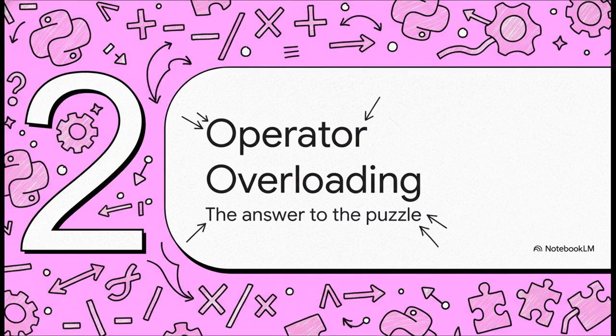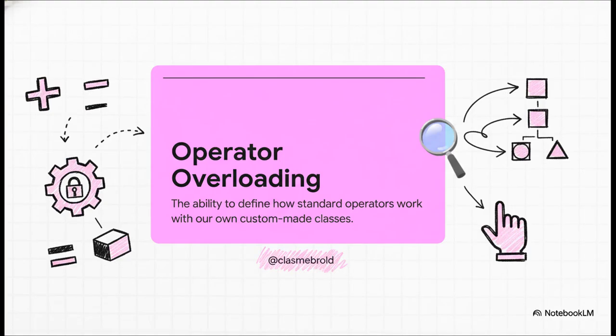Well, the answer to that little puzzle is a really powerful concept, and it's exactly what we're going to break down today. It's called operator overloading. And you know what? The core idea is actually super straightforward. Operator overloading is all about giving us, the developers, the power to write the rulebook. We get to tell Python exactly what to do when it sees a plus sign or a minus sign used with our own custom objects.